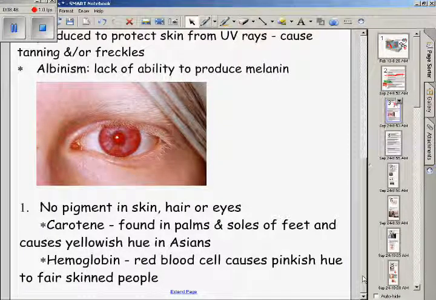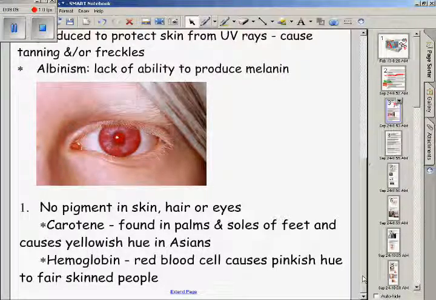Carotene is found in the palms and soles of feet and causes a yellowish hue in Asians. So it is a kind of pigment, and when it forms, it gives that yellowish look. A lot of times the bottom of your feet can tend to look more yellow. That's just because we have pigments in there.